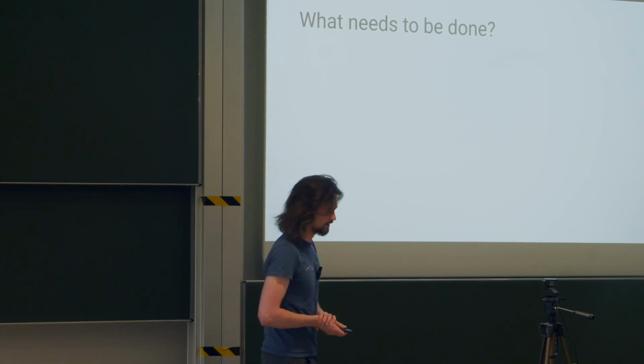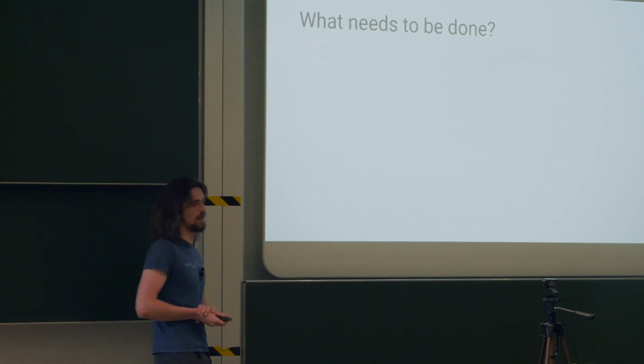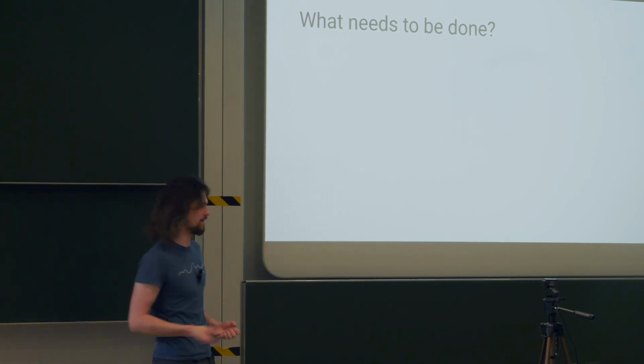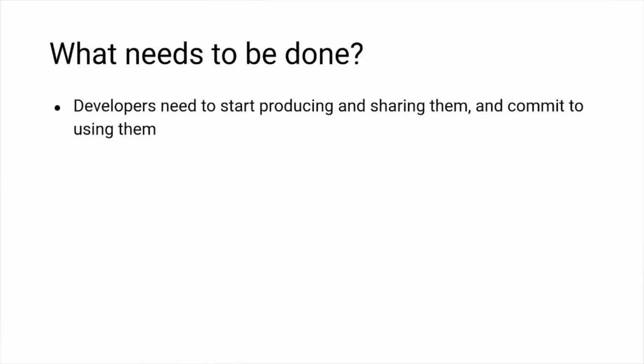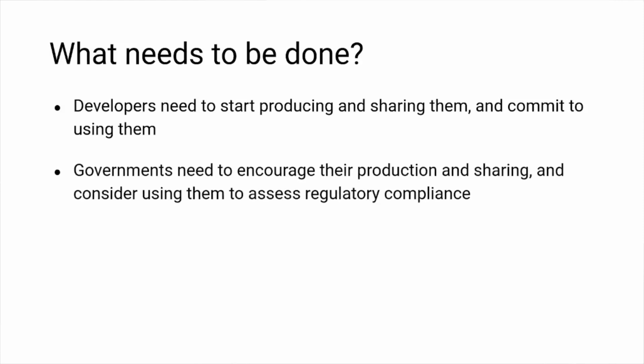Okay, so yeah, in the paper they also lay out a few things that now need to be done if we're sort of happy with this idea. It begins with developers starting to produce these things, use them, share them, and really commit to using them. Also, governments should maybe start to encourage people to use safety cases. We should think more about developing their methodology and coming up with best practices.